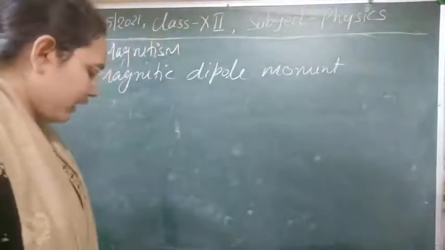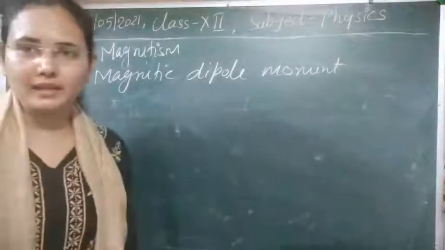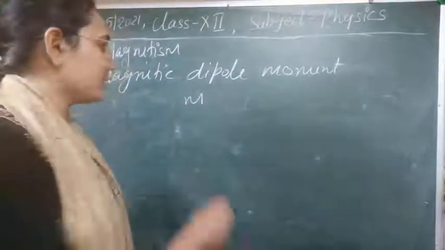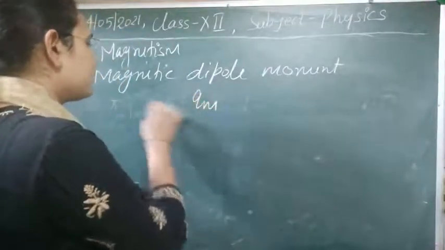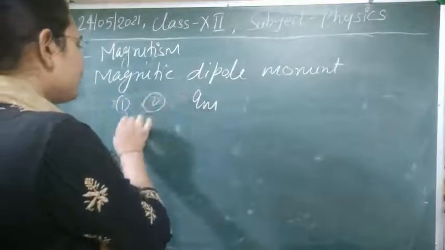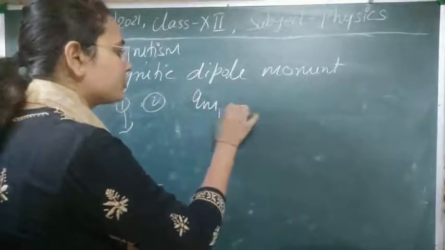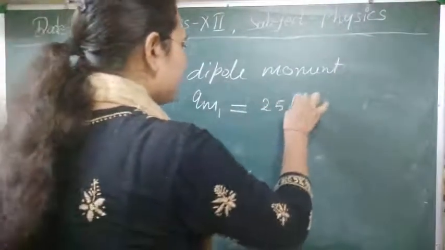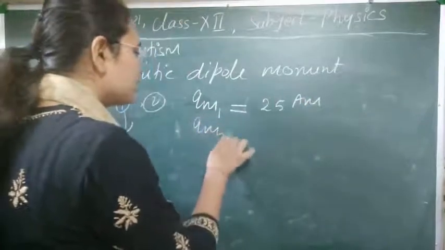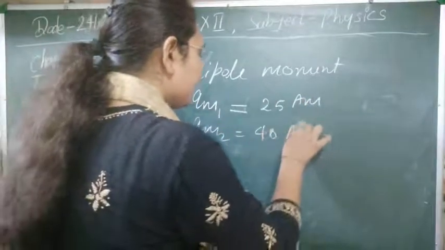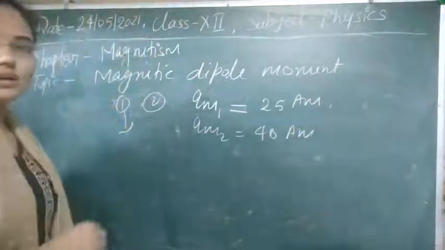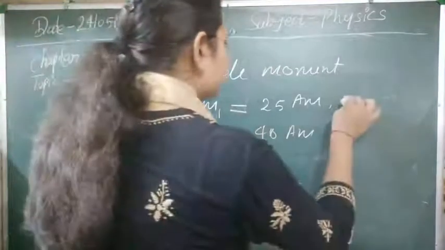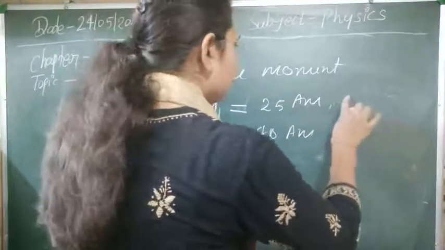It means that in our question, first it is given we have two bar magnets. Suppose we have two magnets, 1 and 2. For the first one, the magnetic pole strength that we denote by Qm1 is given as 25 ampere meter, and for the second one, Qm2 is 48 ampere meter. It is also given the magnetic length between the two poles of the bar magnet, which we denote by L1.